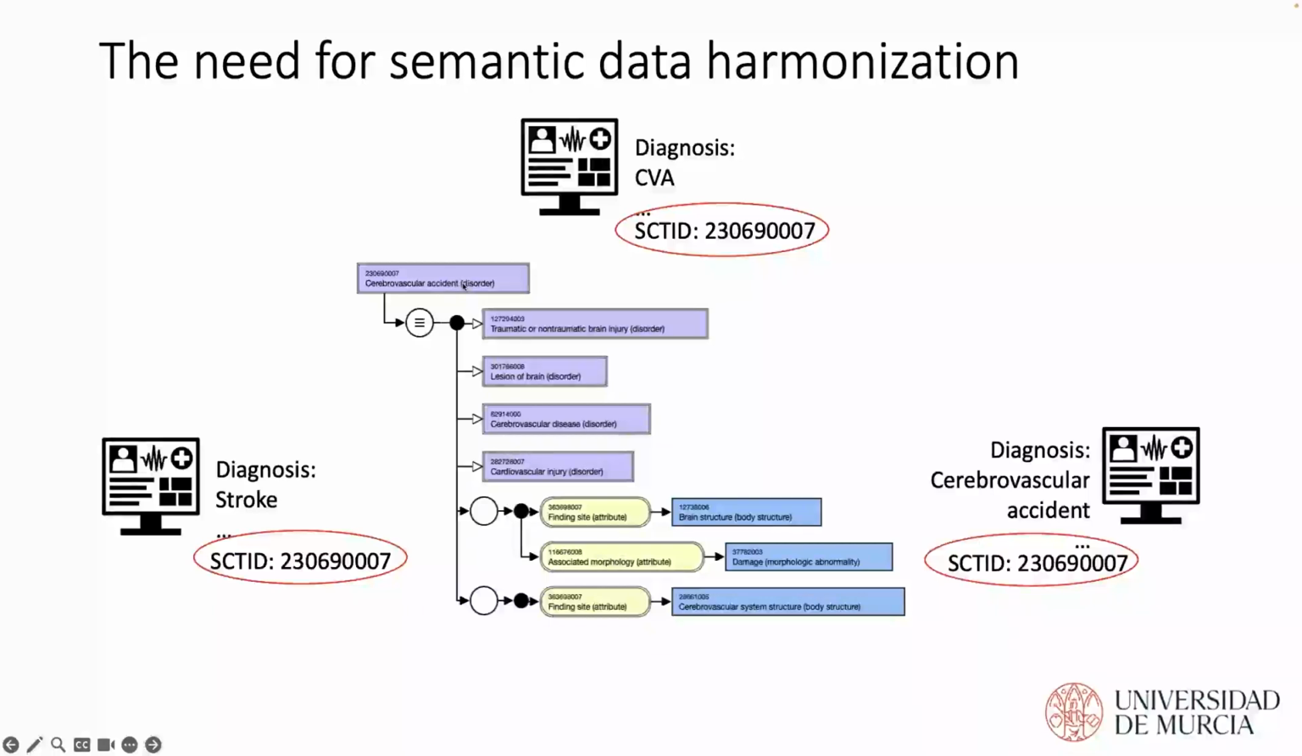that a cerebrovascular accident is a traumatic or non-traumatic brain injury, is a lesion of brain, is a cerebrovascular disease, is a cardiovascular injury. It's located in the brain structure, in the cerebrovascular system structure, and has morphology damage. So we are formally defining such concepts, which is important to be interpreted later by a computer.